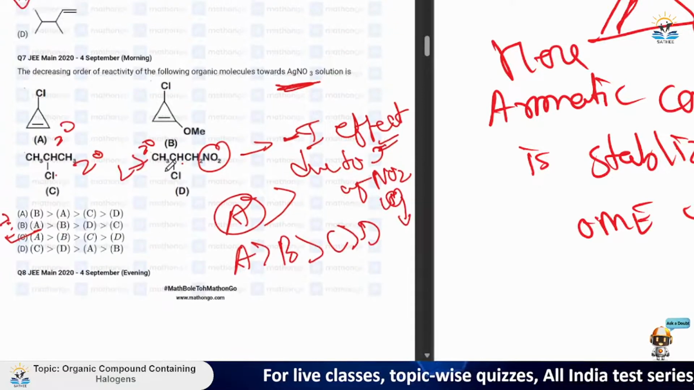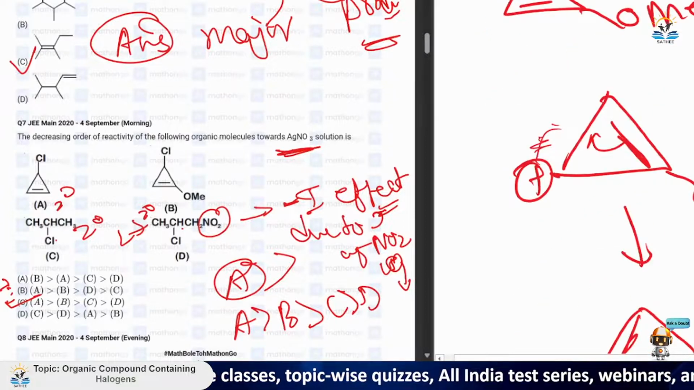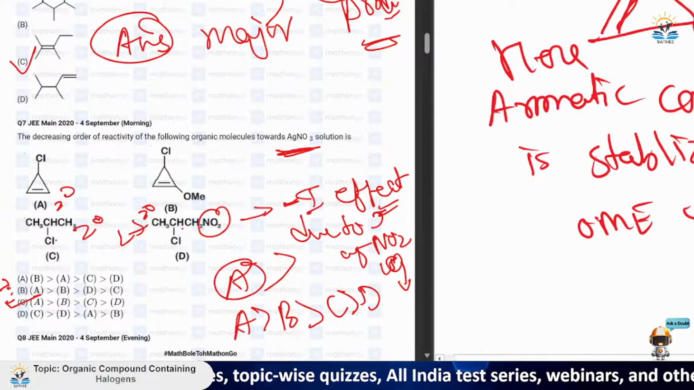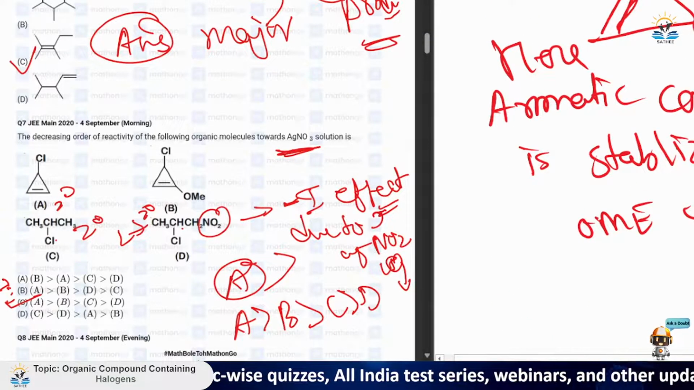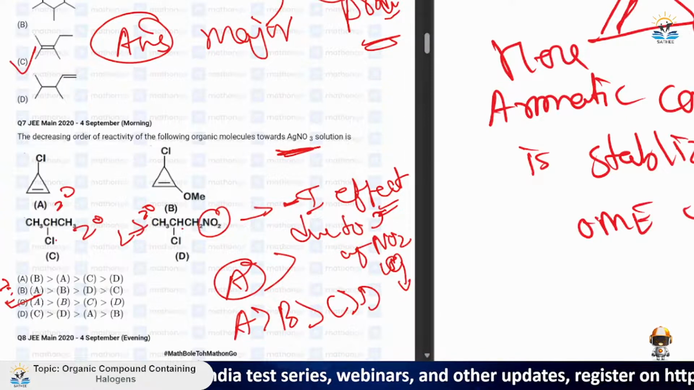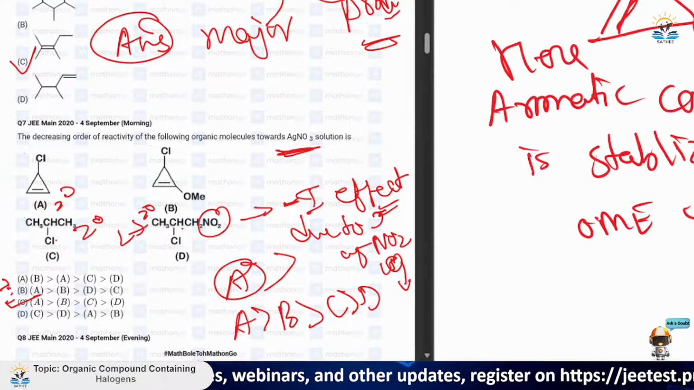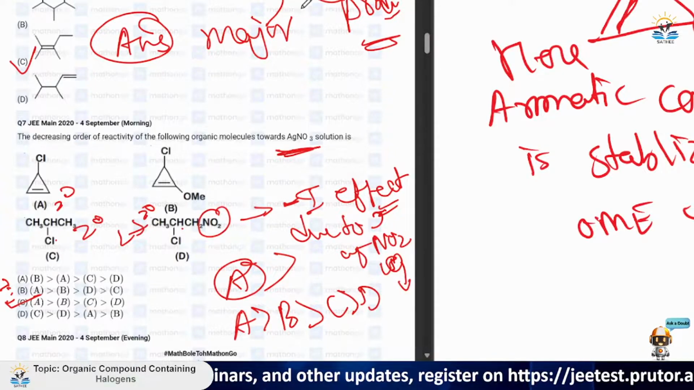So that's all for now. We have done with the chapter. We have discussed all the important properties, preparation and chemical reactions, and we have done some important questions related to that also.